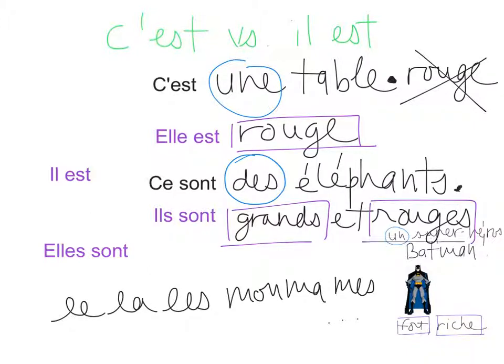You cannot have ils sont une, elle est une, okay? This is forbidden. Il est un. This is forbidden. So this is the rule.